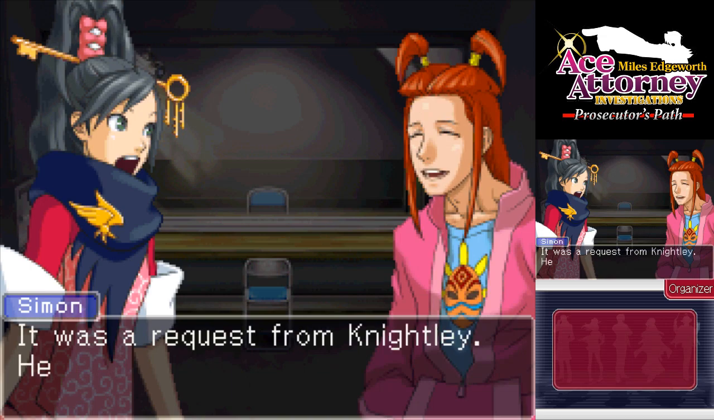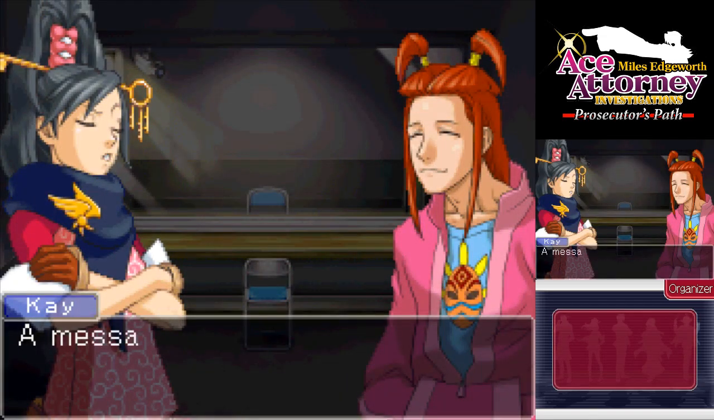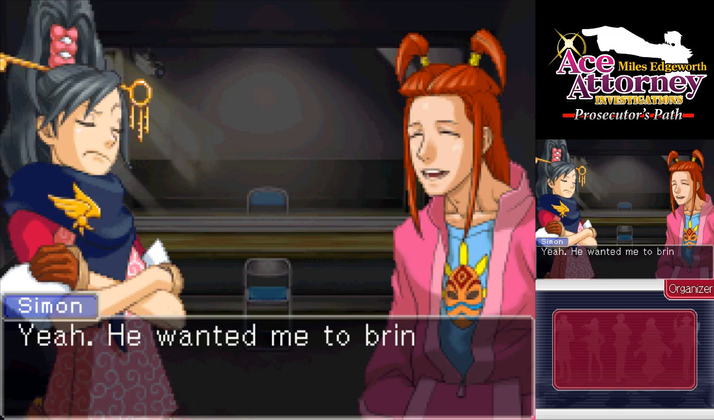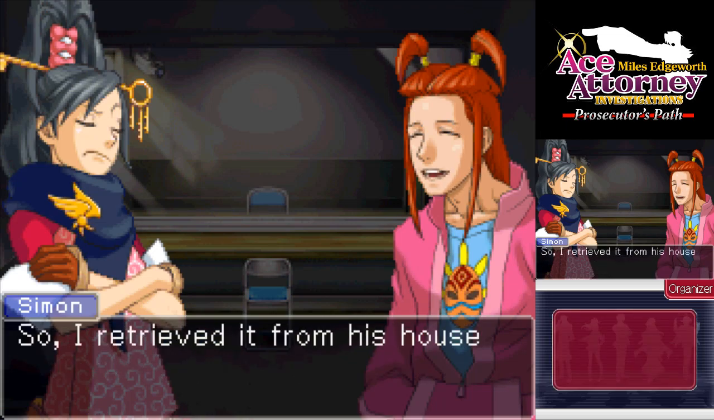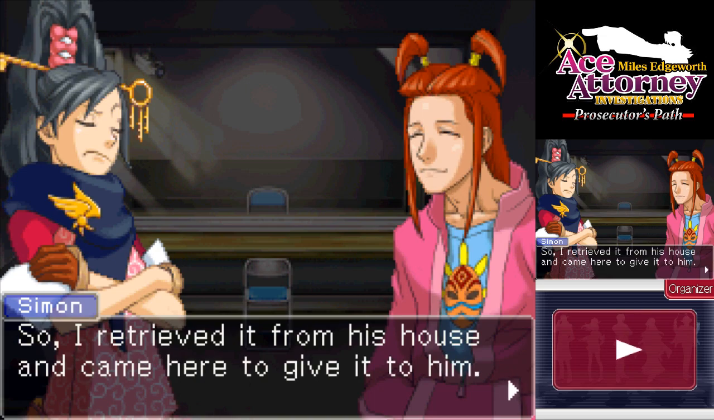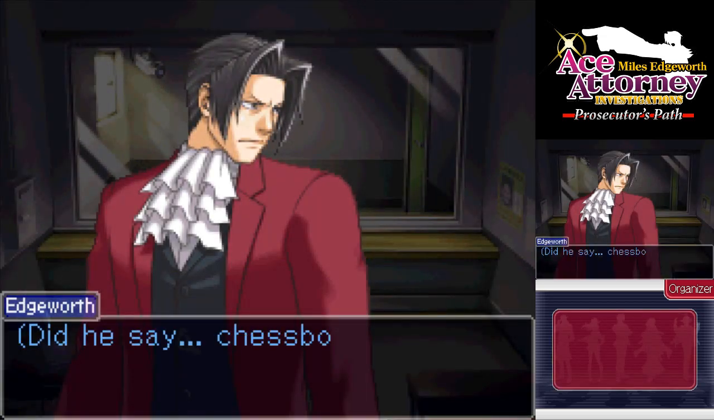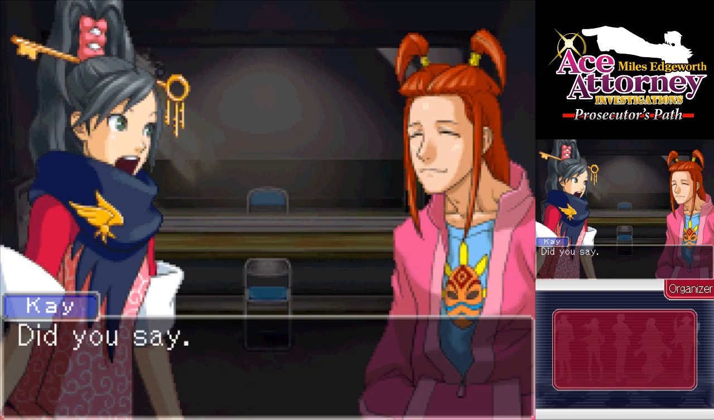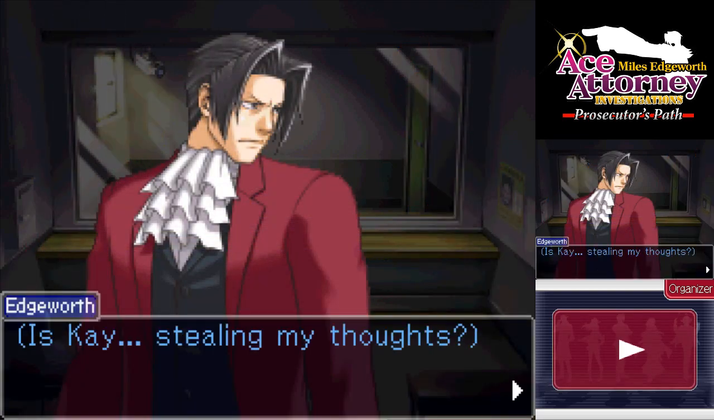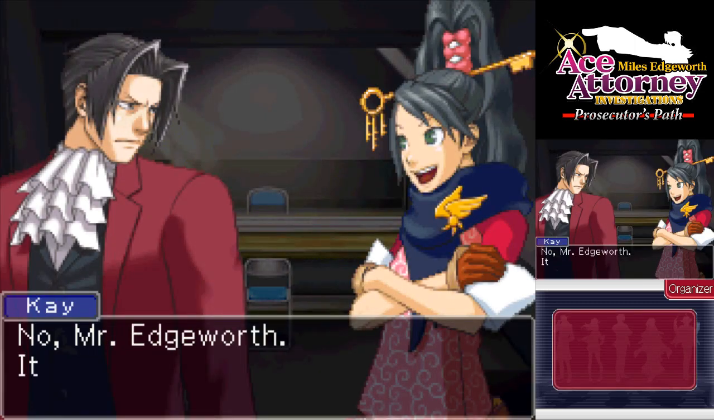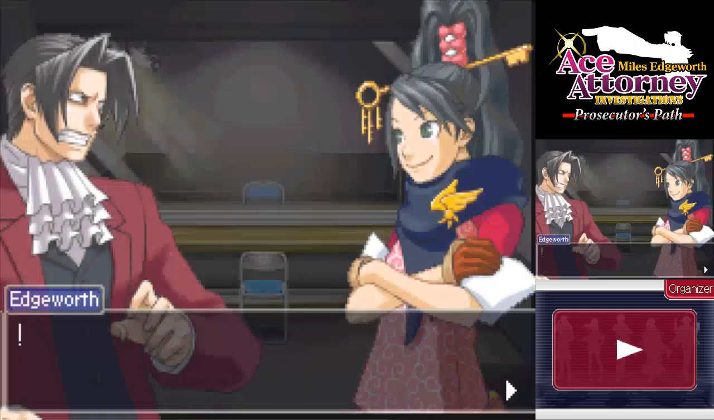It was a request from Knightley. He had a message for me. A message? Yeah. He wanted me to bring him his pocket-sized chessboard. So I retrieved it from his house and came here to give it to him. Did you say chessboard? Is Kay stealing my thoughts? No, Mr. Edgeworth. It's just written on your face. Ugh.